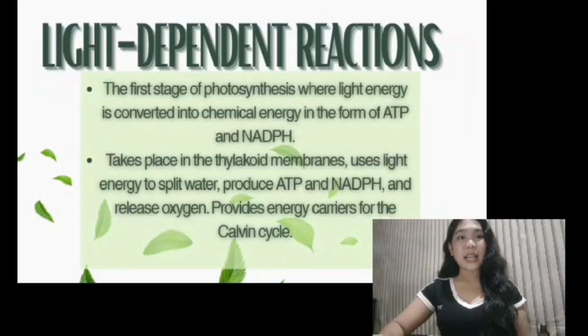This is the first stage of photosynthesis where light energy is converted into chemical energy in the form of ATP and NADPH. It takes place in the thylakoid membranes, which was mentioned earlier, and uses light energy to split water, produce ATP and NADPH, and releases oxygen. Now let me take you step by step through the process of light-dependent reactions.